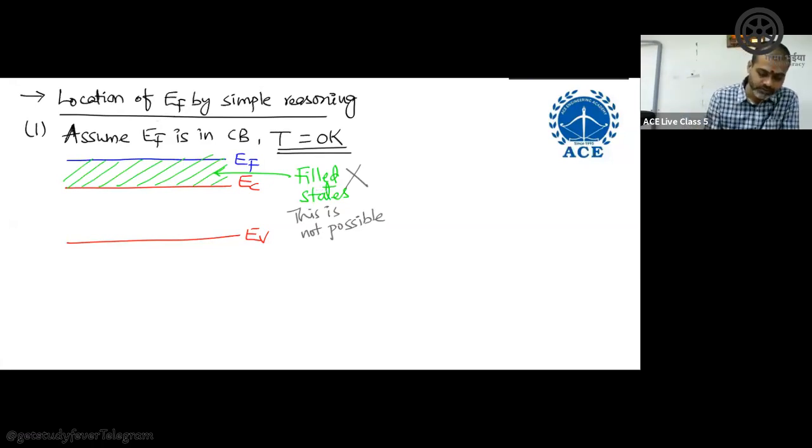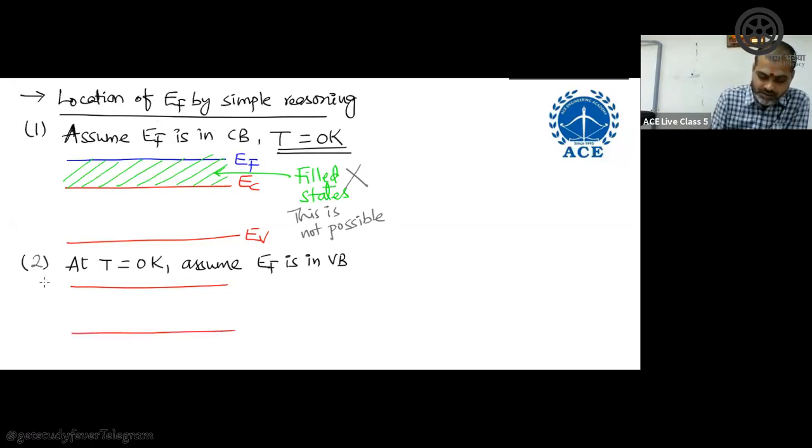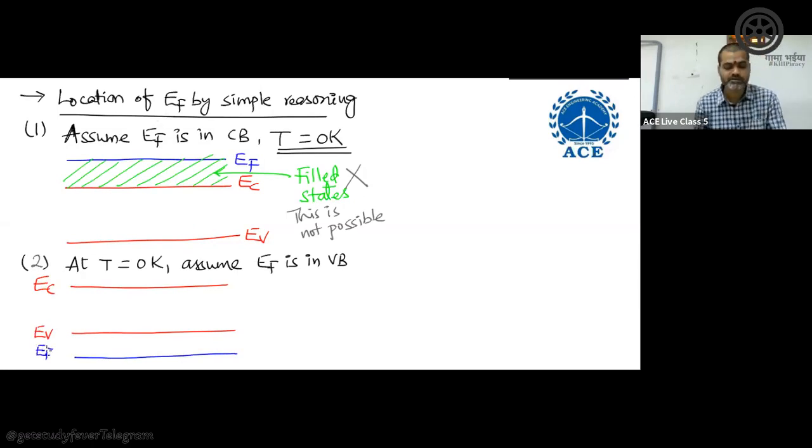Now I am taking the second assumption. Again at T equal to 0 Kelvin only. Assume EF is in the valence band. Let me represent the energy band diagram first. Let us take, this is EC, this is EV. Now I am assuming that it is present in the valence band. Let me indicate here, this is EF.